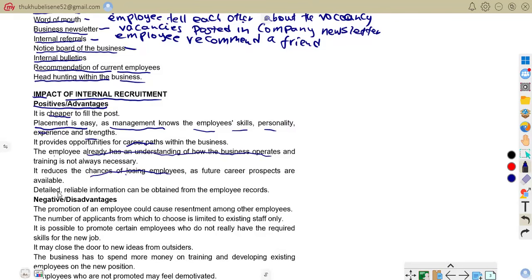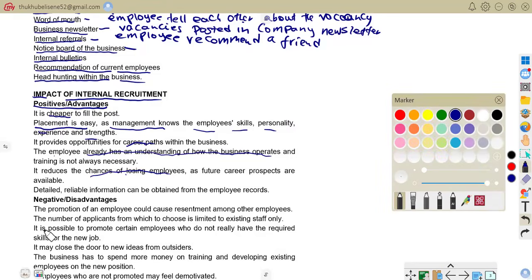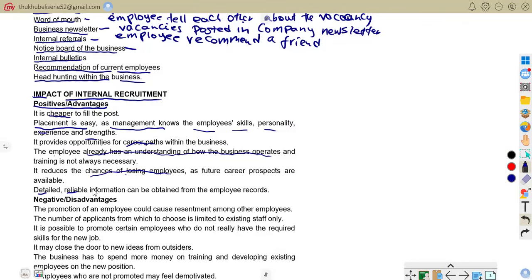Then it further says detailed, reliable information can be obtained from the employee's records. That is when you're talking about the performance history being already available. Example, he shall check past appraisal scores before promoting. So you see there is data available, a history that is already available. Before he can make a promotion, he just checks the past appraisal scores. So that is that. Like we have said, these are the impacts.